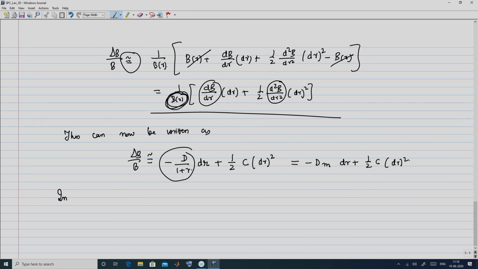So, in summary, what you can say is the following, that first of all, delta B over B is going to be approximately minus D over 1 plus r dr, and is equal to minus D_M into dr when you are using only duration.